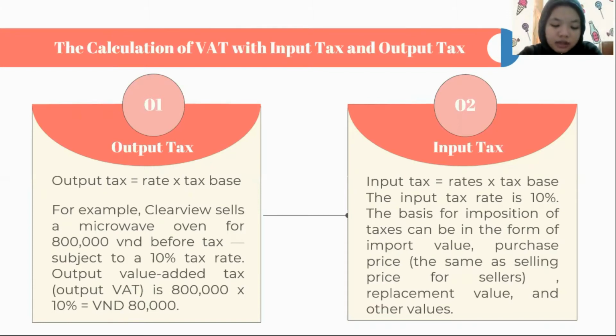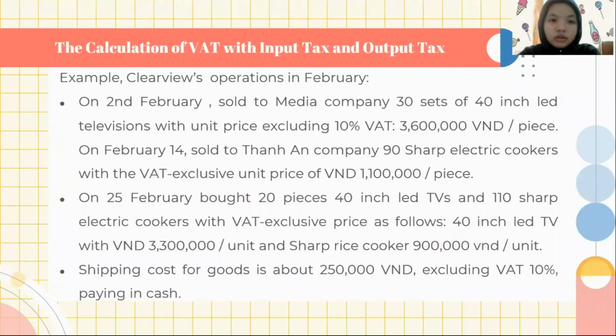Going to input tax. Input tax itself is VAT paid by a taxable entrepreneur due to import of taxable goods, acquisition of taxable goods, receipt of taxable services, or utilization of intangible taxable goods from outside the customs area, or utilization of taxable services from outside the customs area. The formula to calculate input tax is rate multiplied by tax base. The input tax rate is 10%. The basis for imposition of tax can be in the form of input value, purchase prices, or the replacement value or other values. So now to the example of calculation of VAT with input tax and output tax.